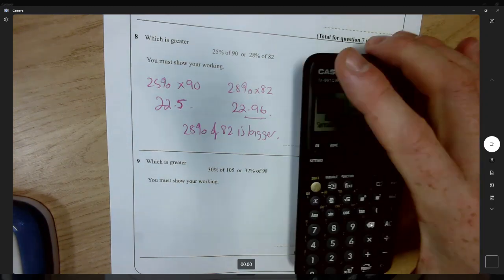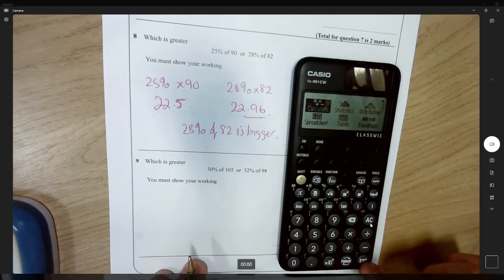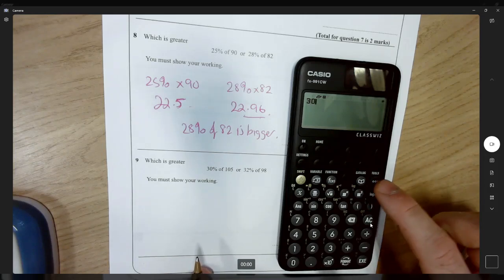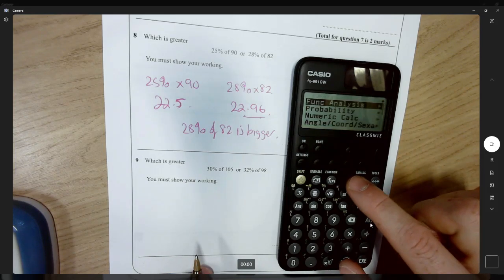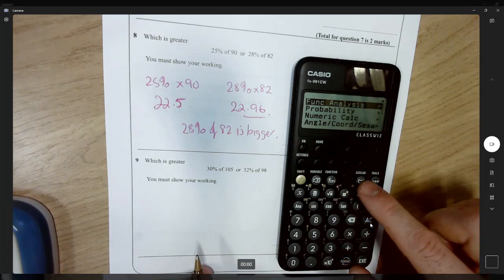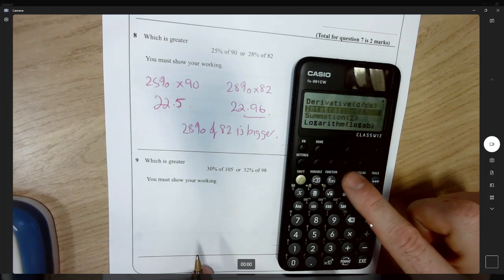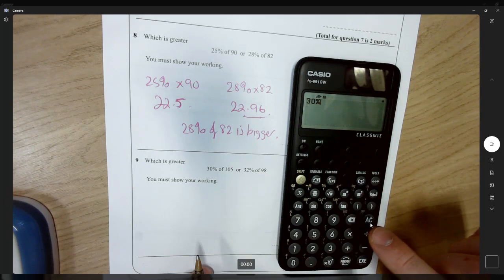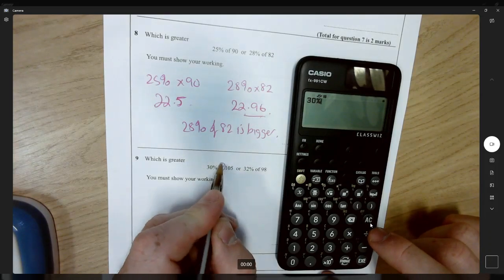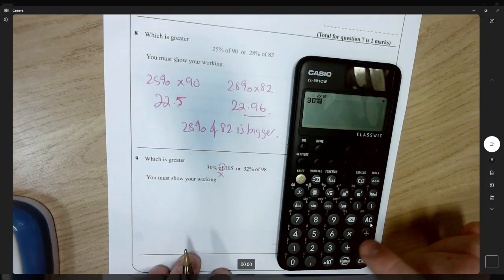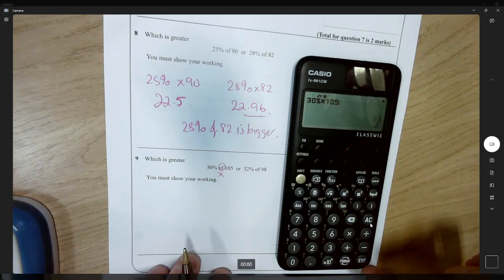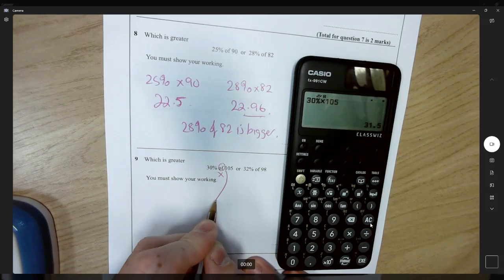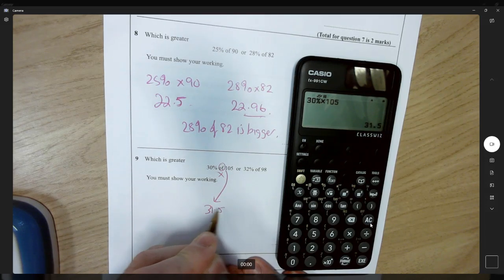Okay, so using the calculator, find the percentage. So go into calculate mode, 30, and then remember the catalog button to find the percentage button. So catalog, down to probability, and then percentages first. So 30%, and remember the "of" in the question means times. So times by 105 equals 63/2. Change that into a decimal. So this one would be 31.5.